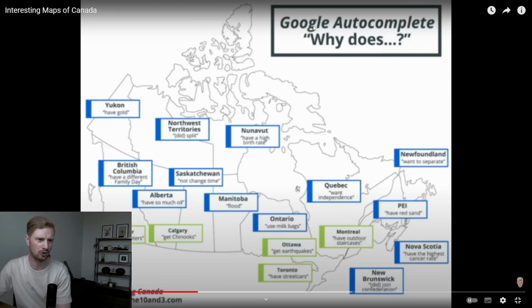Google autocomplete. Why does Yukon have gold? Does Yukon have gold? Northwest Territories did split. Is that maybe talking about leaving Canada? Tell me more about that. Nunavut have a high birth rate. Do they have a high birth rate? British Columbia have a different family day. Okay, I don't know what that is.